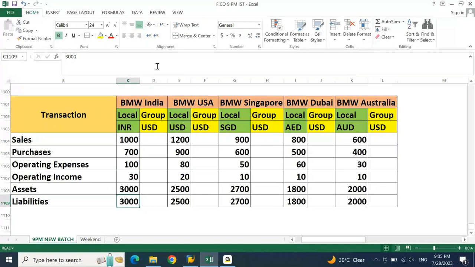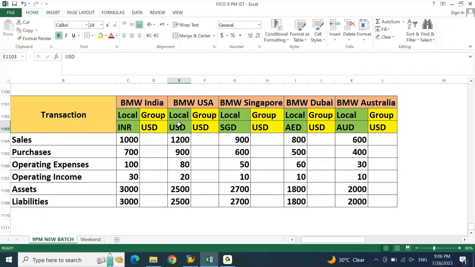Now, if you look at this, based on this, you are able to understand your local reporting requirement. When I say local reporting requirement, if I'm looking at BMW India, I know the sales in India for BMW is 1000. Similarly, purchases is 700, operating expenses 100. Now, this reporting, whatever I'm looking at in green, is called as my local reporting. Local reporting is always country specific. I'm not going to compare my local reporting in India with local reporting in US or Singapore, because this is based on different accounting principle.